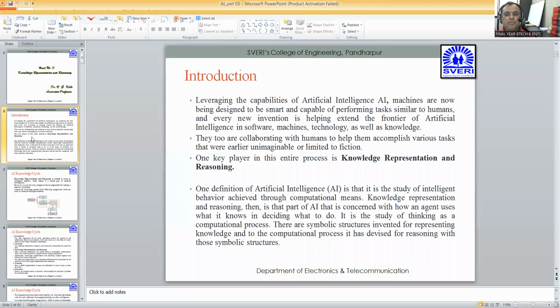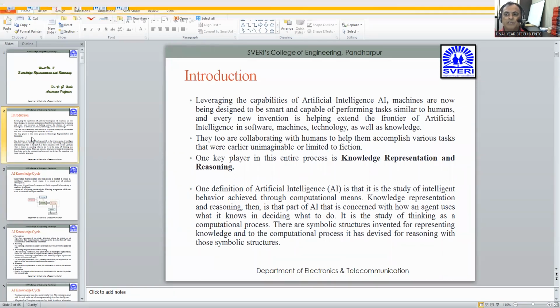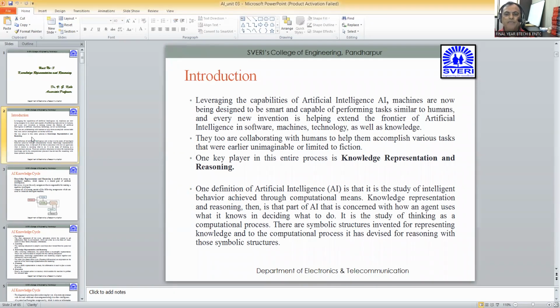Leveraging the capabilities of AI, machines are now being designed to be smart and capable of performing tasks similar to humans. Obviously, as we are moving towards artificial intelligence, machines' capability has increased similar to humans. And every new invention is helping to extend the frontier of AI in software, machines, technology, as well as knowledge.